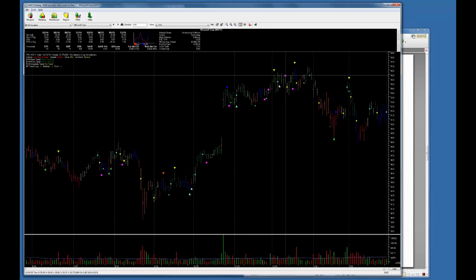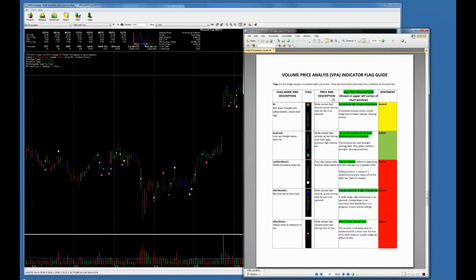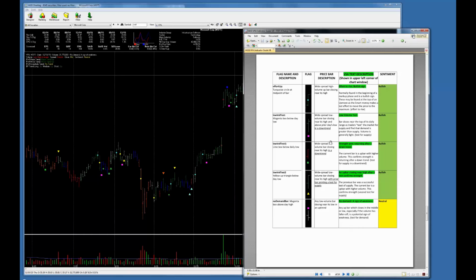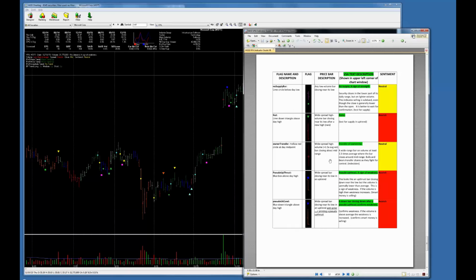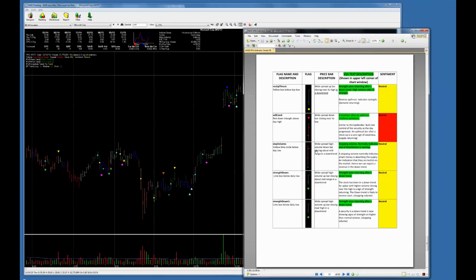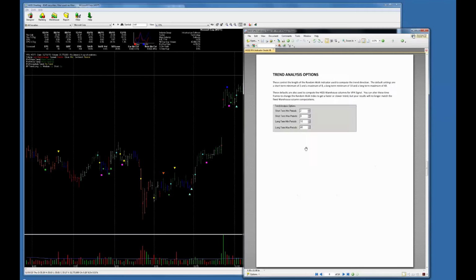Most of these flags are created by combining simple volume rules: the difference of the volume compared to the average of the volume, and the price action between the close today and the close yesterday. And this document goes over in huge amount of detail what each one of these flags mean, if you're curious about getting into that technical side of how these are done.